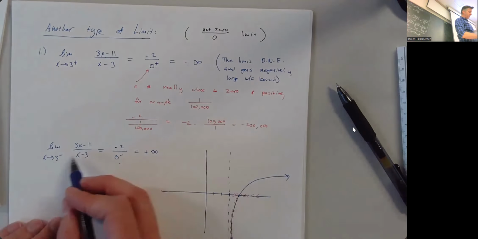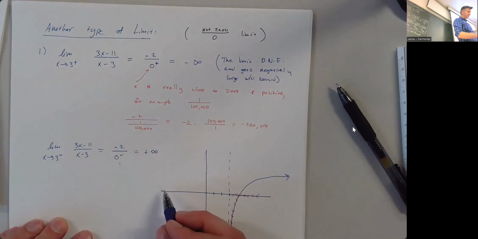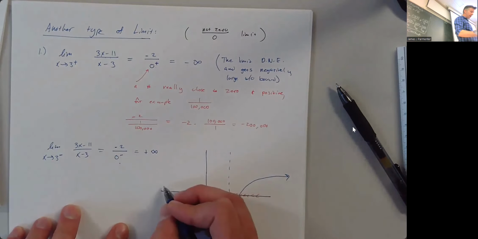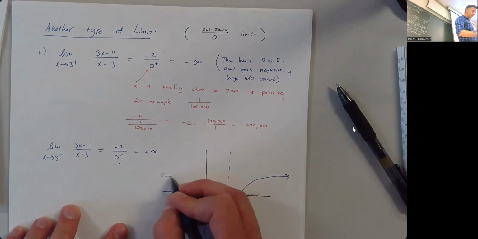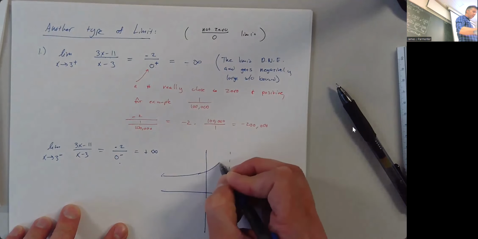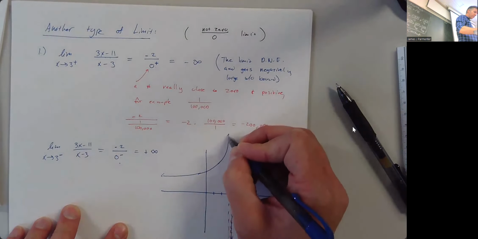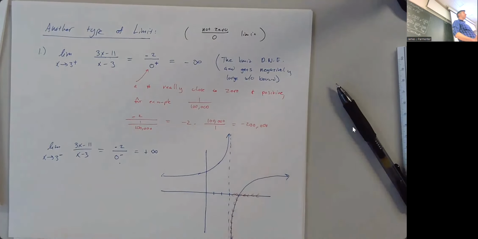So here, as we approach 3 from the left-hand side, we're going to see values get larger and larger and larger, like that. You have a vertical asymptote. That's the whole idea with these limits where you have not 0 over 0. You're either going to get infinity or negative infinity, which yes means the limit does not exist, but we're also saying more when we say infinity.